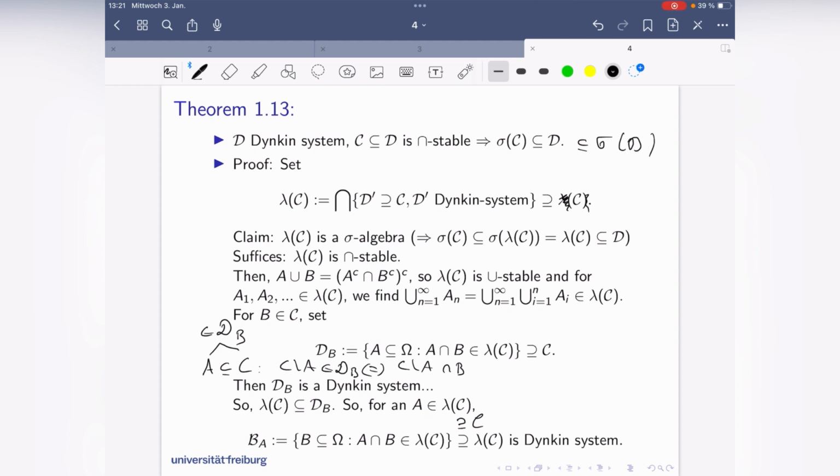So C without A, I can just write it differently: C intersect with B, without A intersect with B, like this here. C intersect with B is in lambda of C. A intersect with B is also in lambda of C because A is in dB.